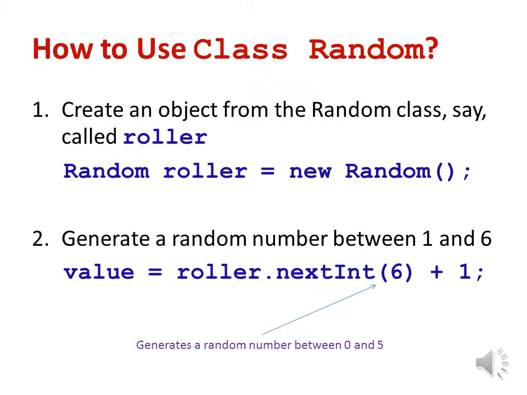The nextInt message sent to the roller object with the parameter 6 returns a random number between 0 and 5. We need a random number between 1 and 6, so we simply add 1. This value is assigned to the variable value.